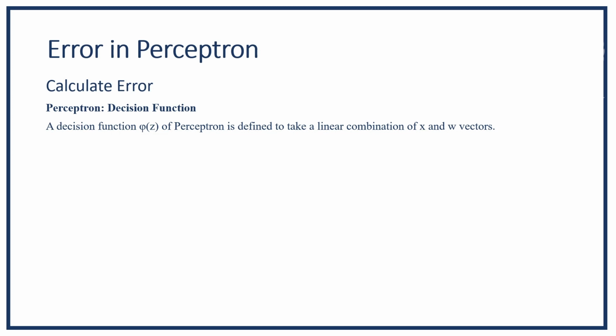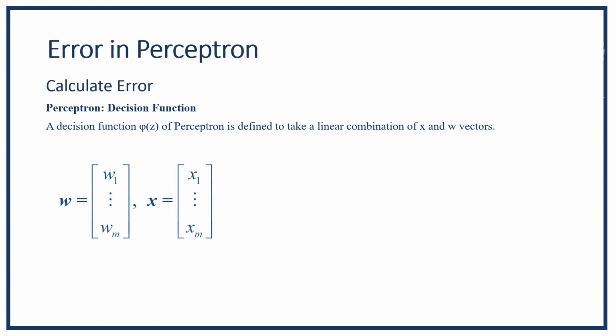Now let us look at what is the error in perceptron model. In the perceptron learning rule, the predicted output is compared with the known output. If it does not match, the error is propagated backward to allow weight adjustment to happen. A decision function phi(z) of perceptron is defined like this to take a linear combination of x and w vectors.